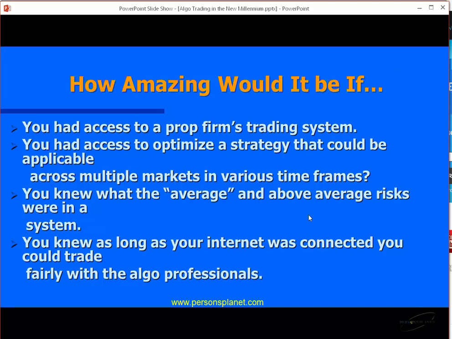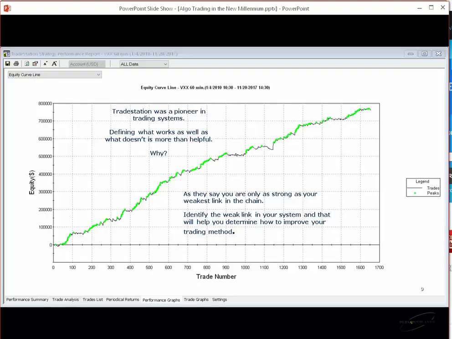Well, if you knew what the average and above-average risks were in a system, and as long as your internet was connected, you could trade fairly against or with the algorithm professionals. And that's what we've been introducing people to. I mean, here's an equity curve on that volatility index. And I'm here to tell you, it's a dynamic product to not just trade, but also to utilize as an individual looking to beef up their portfolio.